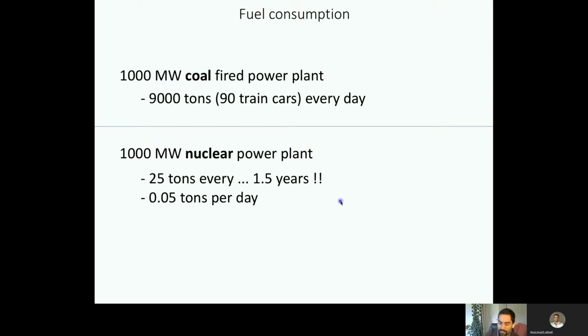refueled every day. To refuel a nuclear power plant, you have to shut it down, open it, take 1/3 of the fuel out, put in fresh fuel, close it, and then turn it back on. There's so much energy in uranium that they can do that every 1.5 years, and it works pretty well. If we dilute this amount to have a number per day, we get to 0.05 tons per day. So you can see that there's a tremendous difference in the energy density inside the uranium.